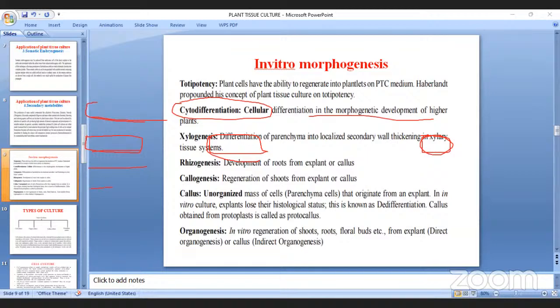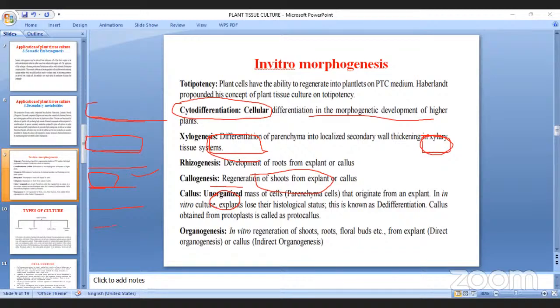Next, rhizogenesis. Rhizo means roots. The development of roots from the explant or callus is called rhizogenesis. Next, callogenesis: regeneration of shoots from the explant. If the roots are regenerated, that is called rhizogenesis. If shoots are developed, that is called callogenesis.